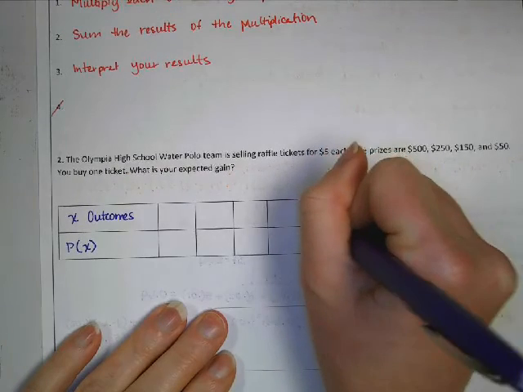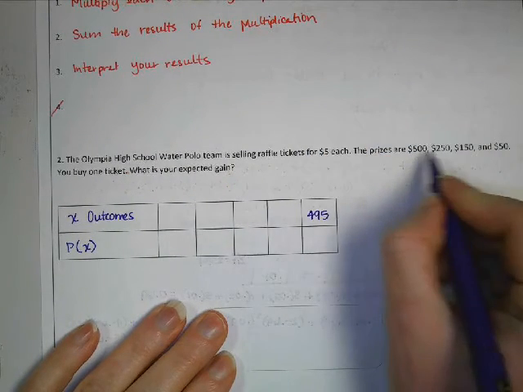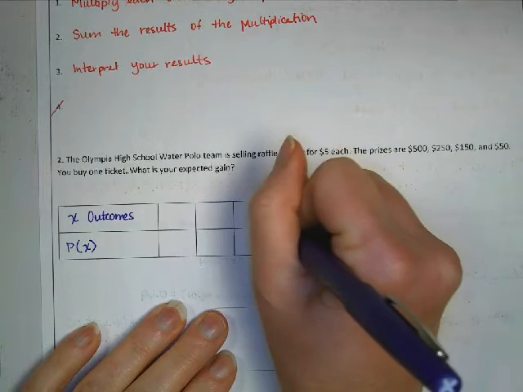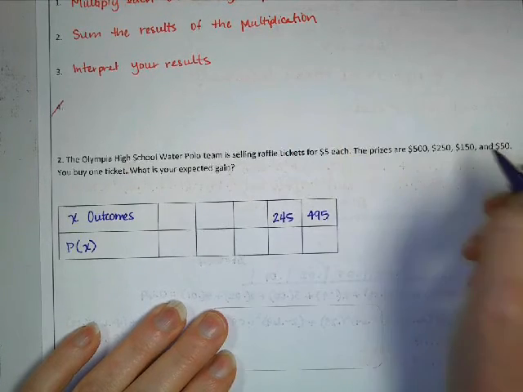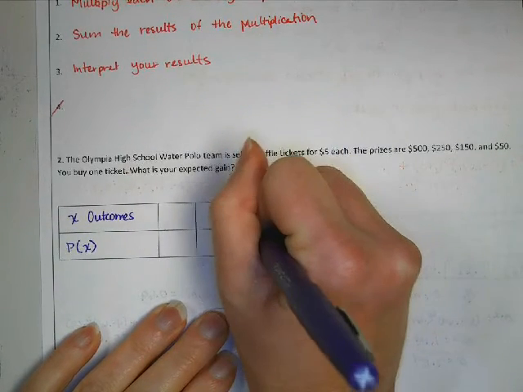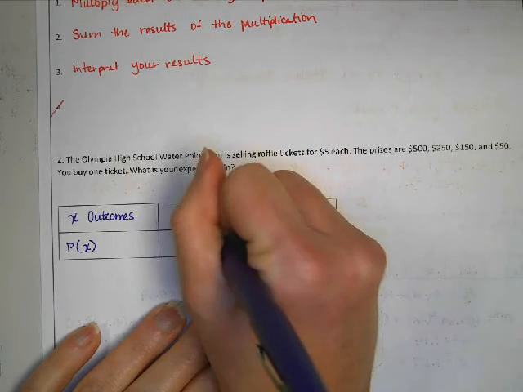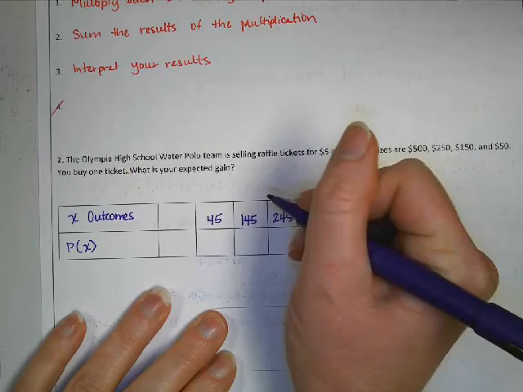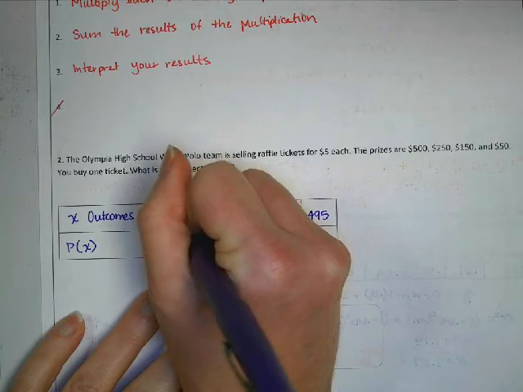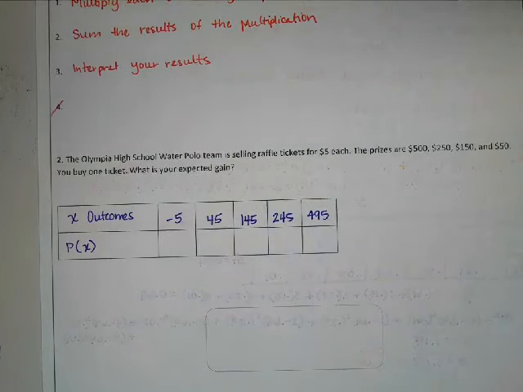I win $495. Or I could win $245. Or $145. Or $45. Or you don't win at all, and you lose $5. That means you are negative $5. You've lost $5. Those are all the possible outcomes.